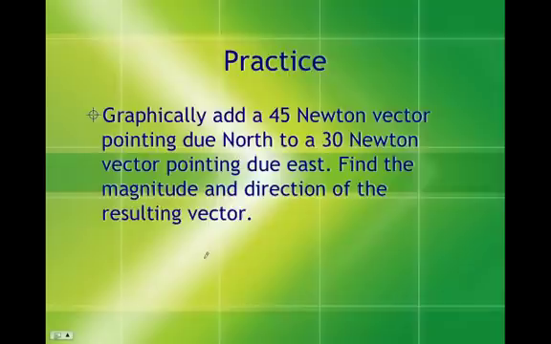Now, let's go ahead and try a practice problem. Let's say we take and we graphically add a 45 Newton vector pointing due north to a 30 Newton vector pointing due east. We're going to find the magnitude and the direction of the resulting vector. So first what I'm going to do is I'm just going to kind of sketch these out before I get out my ruler or my protractor and do everything to scale, just so I can get a rough estimate of what I'm supposed to be doing. So I need to take a 45 Newton vector pointing due north. So this would be my 45 Newton vector.